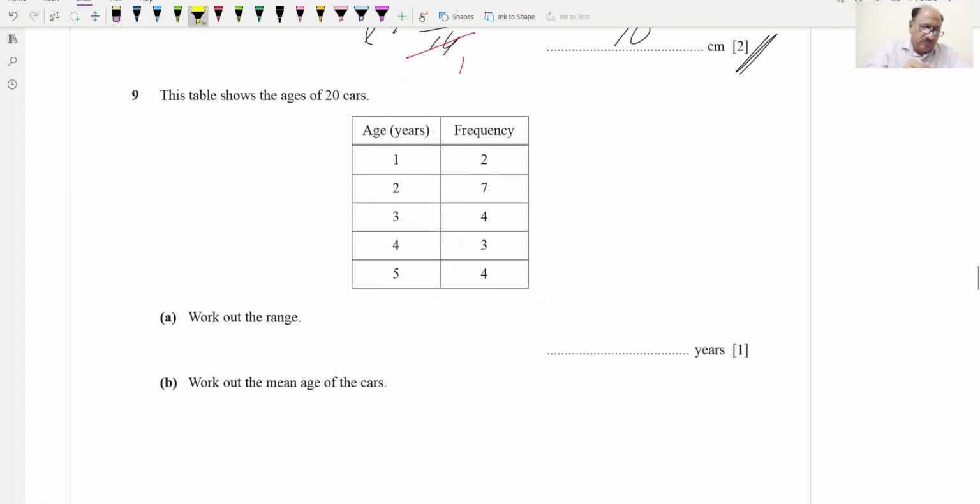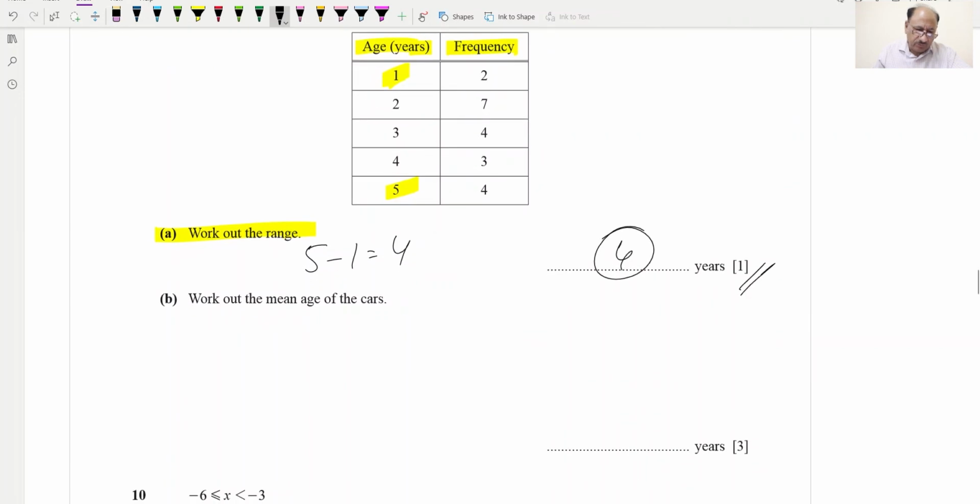Now question number 9, a table is provided. This table shows the ages of 20 cars. This is age in years and this is frequency. Work out the range. Range is the maximum, which is this one, minus the minimum. So we can write 5 minus 1, which is equal to 4. So 4 will be the range, 4 years, and this is a 1 mark question.